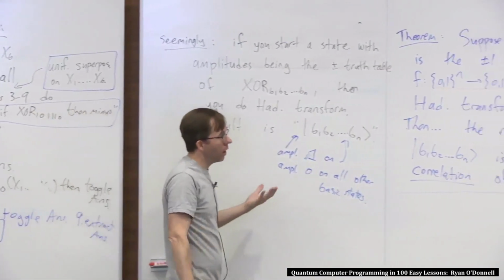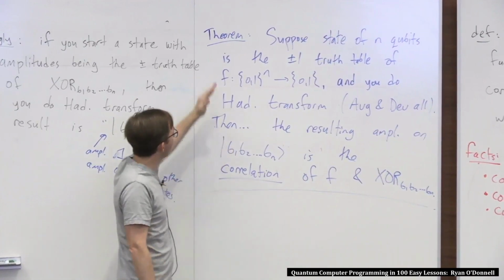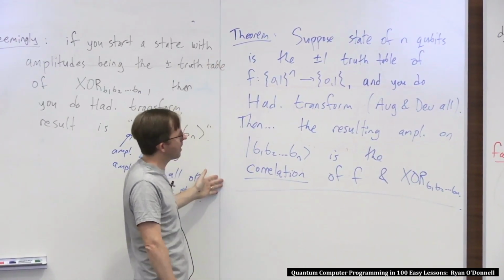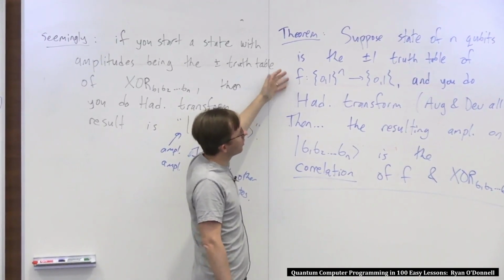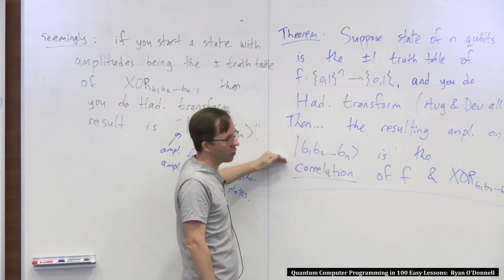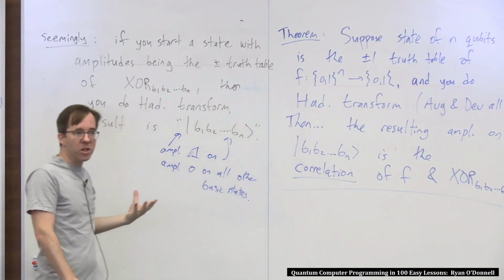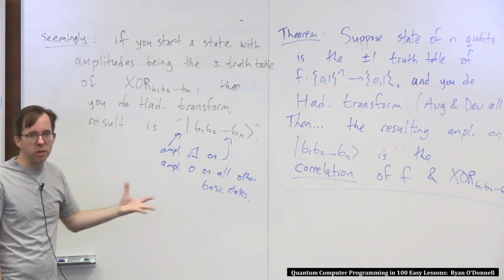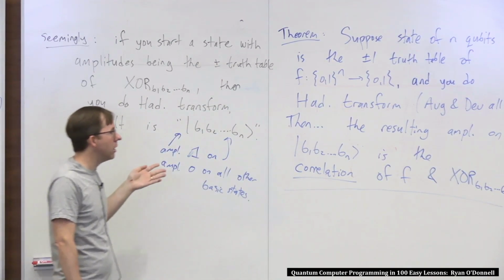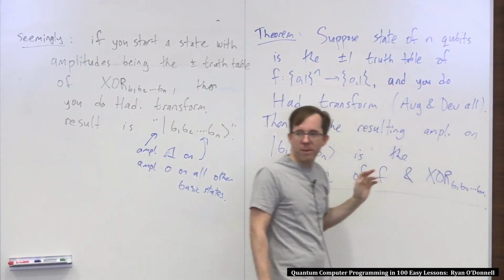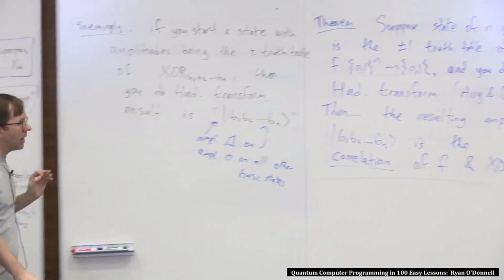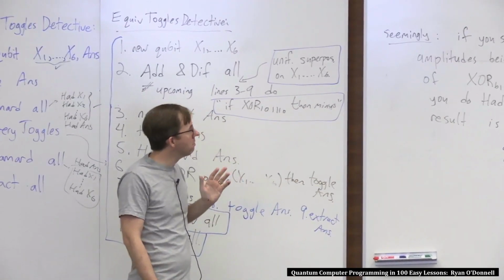So it's an interesting thing to know, what is the correlation between two functions? And this theorem says that if you load f's truth table in plus or minus 1 notation into a state, you do the Hadamard transform, you get out 2 to the n numbers. If you, as a mathematician, could just look at all those 2 to the n numbers, they'd be telling you simultaneously the correlations of f with every possible bitmasked XOR function. Is that interesting? It's kind of interesting.